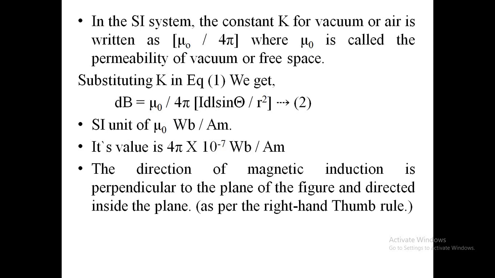Substituting the value of K in the previous equation, we get dB is equal to mu naught by 4 pi into I dl sin theta by r square. The SI unit of mu naught is Weber per ampere and its value is 4 pi into 10 to the power minus 7 Weber per ampere. The direction of magnetic induction is perpendicular to the plane of the figure and is directed inside the plane as per the right hand thumb rule.